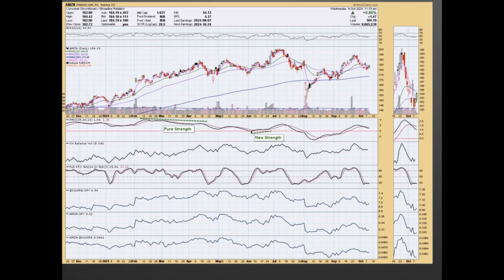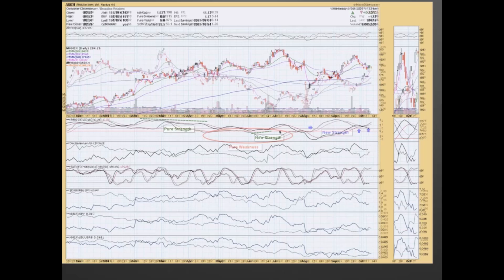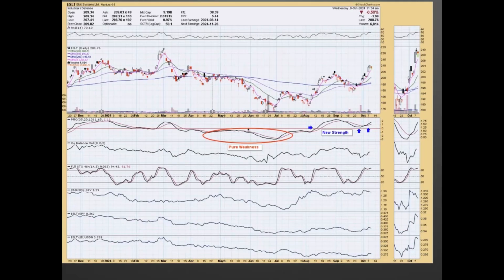Here's new strength. It's above the zero line. So we know that that should be strength in some way, shape, or form. It's rising. So again, new strength there. Here's a sign of pure weakness. You can see the PMO is flat below the zero line, and then it moves even further lower. We got this new crossover buy signal, but again, this is diminishing weakness, not necessarily new strength. And sure enough, we got a good rally, but it failed at that point.